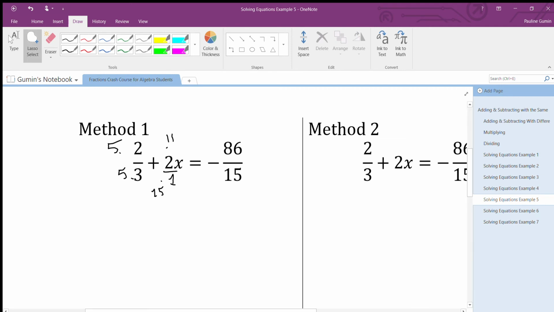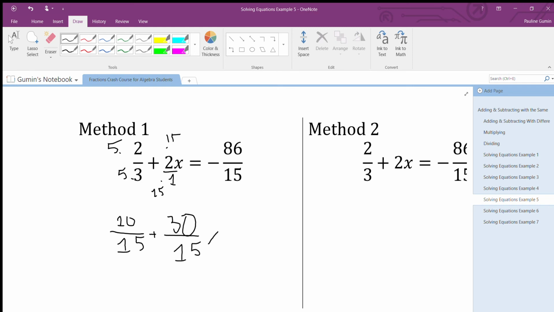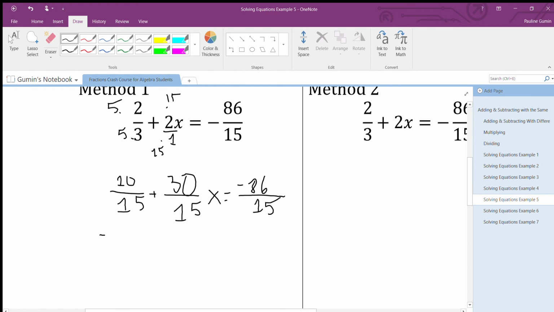So I'm multiplying my 3 by 5 and my 1 by 15. All right, so I got 10 15ths plus 30 over 15 x equals negative 86 over 15. Okay, let's subtract 10 15ths.